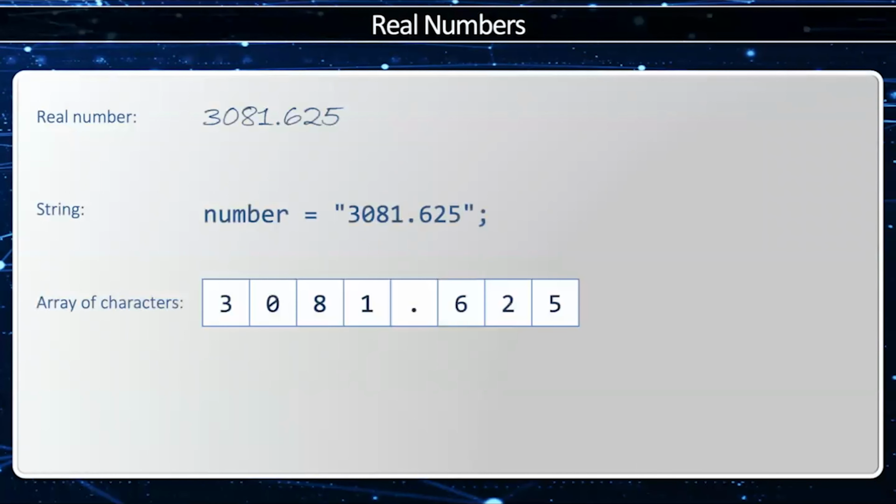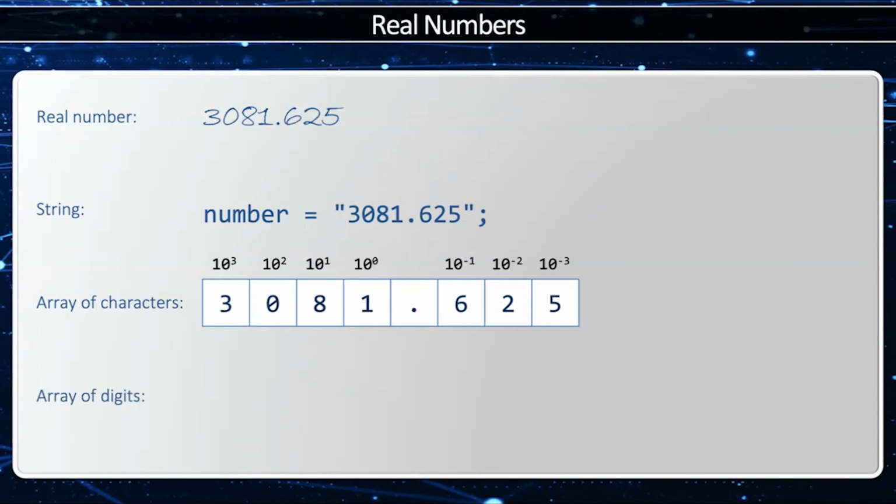Let's say 3081.625, and we just write it like that. Now, we can represent this as a string by saying, quote, 3081.625, and here we're going to have 8 characters in our string, 7 digits and a decimal point. We can also represent it as an array of characters, 3081.625, which is really just what a string is. There's really no difference there.